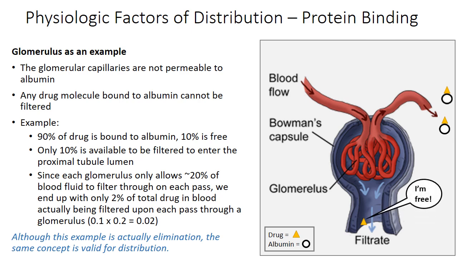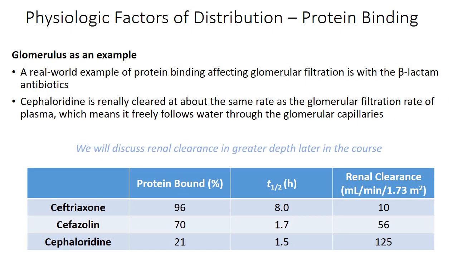And then, finally, he's free, literally and figuratively, because he's not bound to albumin, and he's free because he's leaving the body, hopefully, because he got filtered, and he'll probably go into the urine at some point if he doesn't get reabsorbed. So this is a real-world example of protein binding and how it affects elimination of beta-lactam antibiotics. If any of you have worked in a pharmacy, you might have seen some of these. The classical example is cephalexin, but here we have ceftriaxone, cefazolin, and cephaloridine.